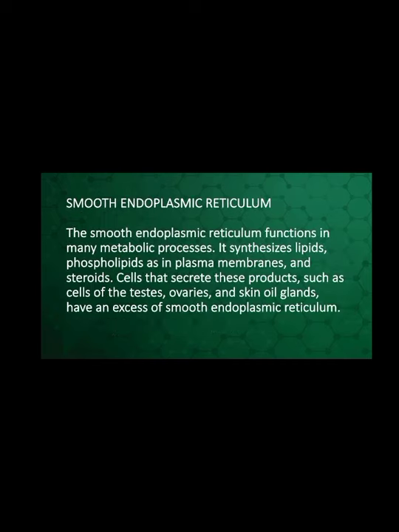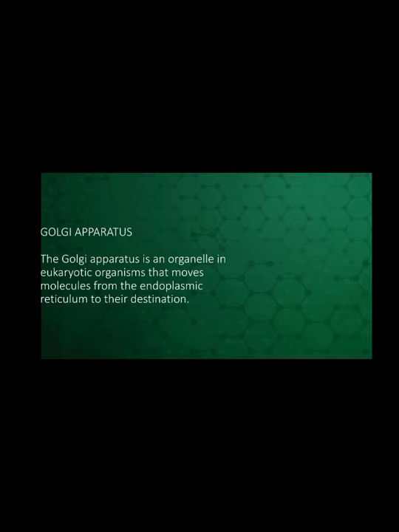And we have the second subunit, the smooth endoplasmic reticulum. The smooth endoplasmic reticulum functions in many metabolic processes. It synthesizes lipids, phospholipids as in plasma membranes, and steroids. Cells that secrete these products, such as cells of the testes, ovaries, and skin oil glands, have an excess of smooth endoplasmic reticulum. So let's proceed to the Golgi apparatus.